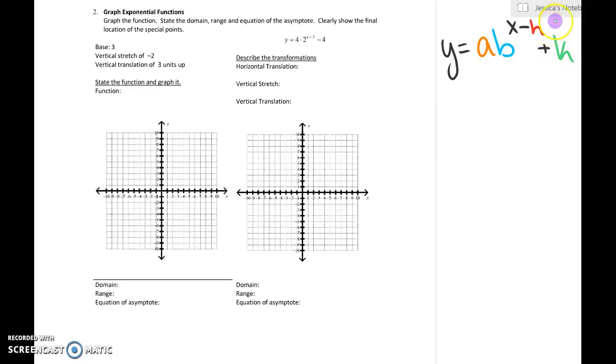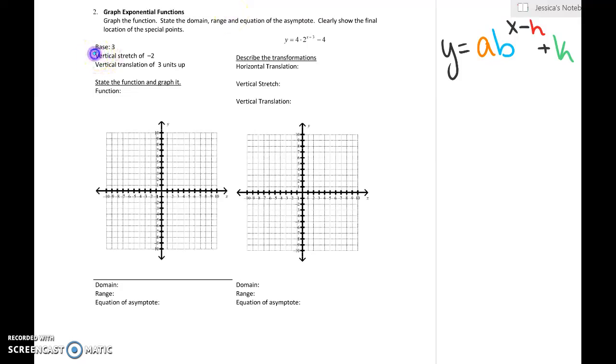All right, so if you don't remember what any of those means, I would highly recommend you go look at your graphing exponentials packet because we defined that and we spent a lot of time in class, okay? So for each of these, you're going to graph the function, state the domain, range, and equation of the asymptote, clearly show the location of the special points, okay?